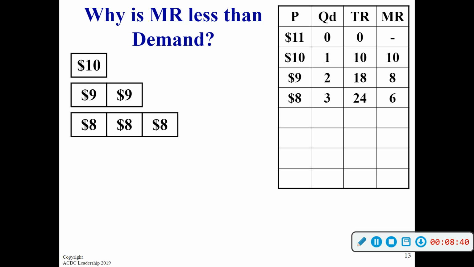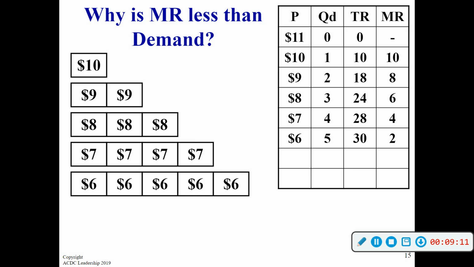So let's keep going. In order to attract that third person, quantity demanded of 3, they lowered the price to $8. Total revenue is 24, which is 8 times 3. So they sell 3 units at $8 apiece. The total revenue, the amount of money they bring in, is $24. The change in total revenue was 6, the difference between 18 and 24. So they sold it for $8, but they only brought in an additional $6 in total revenue.